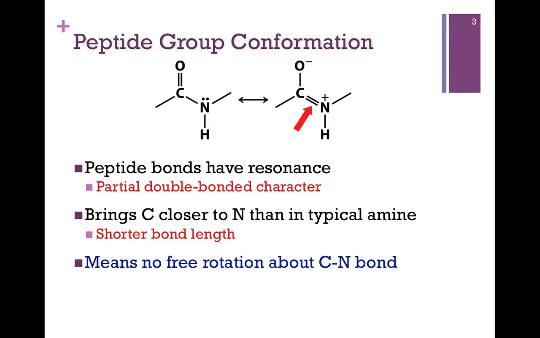We'll see that this represents our first constraint on the conformation of that protein. Remember, we have some resonance here. We have a lone pair on that nitrogen. It can donate an electron to share with that carbon, and so we form a partial double bond with that carbon atom. Remember, if it's partially double bonded, the two atoms are closer together. That means a shorter bond length and a stronger bond. This means there's no free rotation around that carbon-nitrogen bond, and that is our first constraint on our protein conformation.